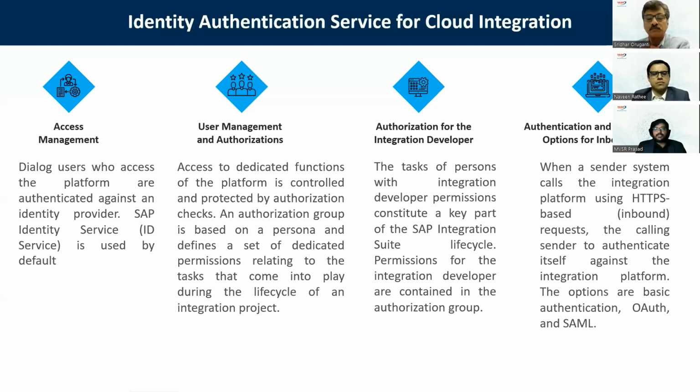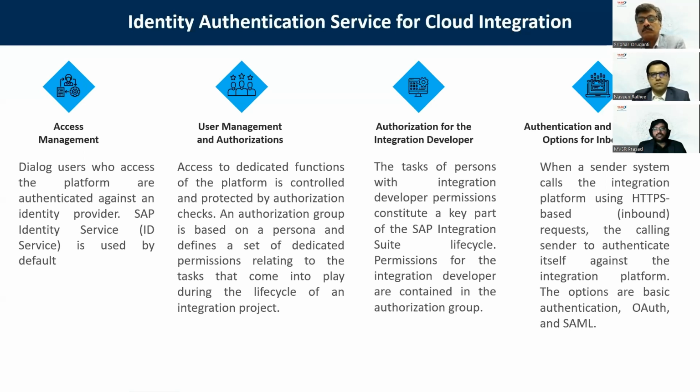And then the authentication and authorization options for inbound calls, and even for outbound calls. Whenever a sender system calls the integration platform using an HTTPS based request, for example, we take that as an inbound. So the calling sender, let us say I'm using Integration Suite and I'm trying to call Amazon, for example, the sender also needs to authenticate itself against the integration platform, because they are also going to send their APIs and subsequent tokens of their APIs. Before that, they also need to be trusted by the integration suite.